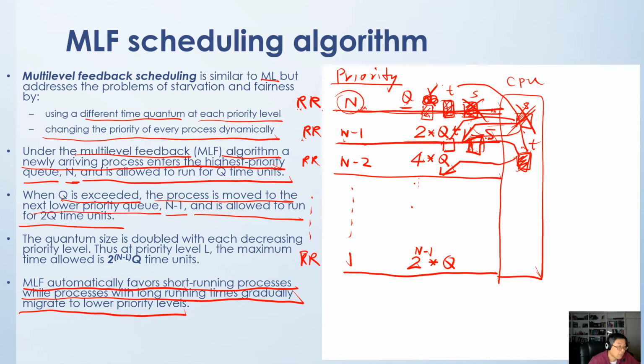So that's the multi-level feedback queue. It basically favors the short processes. For the long processes, it will take a long time to complete. So that's the multi-level feedback scheduling algorithm.